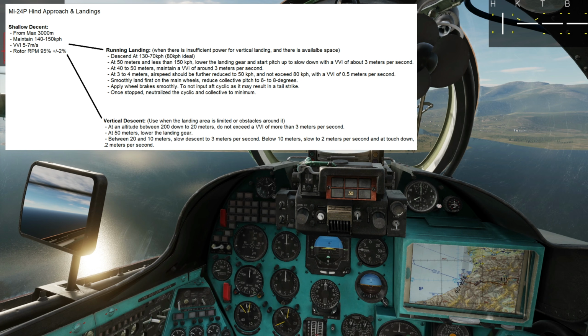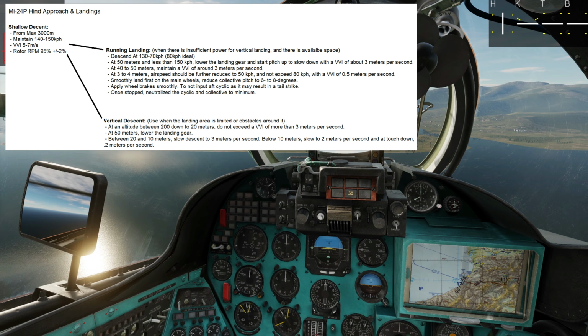This is to be used when there is insufficient power for vertical landing and we have the space available. The descent will be 130 to 170 kilometers an hour, 80 will be ideal, at 50 meters altitude AGL, and less than 150 kilometers an hour obviously. Lower the landing gear and start a pitch up to slow down with a VVI of around 3 meters per second. At 40 to 50 meters, maintain VVI of around 3 meters a second.